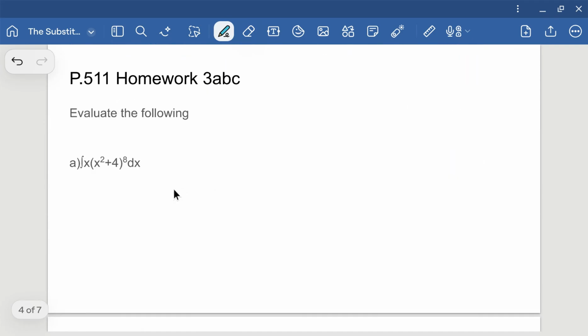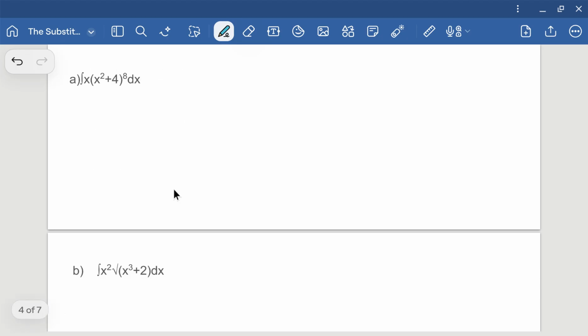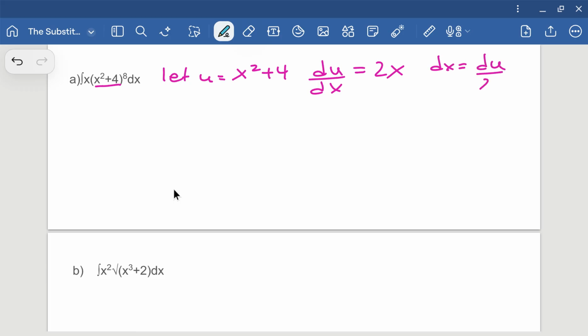And then I just picked some of the harder questions from page 511 from the Intro to Calculus textbook, and just to try a few of these, showing that same u substitution and how it's helpful. So looking at that first one, again, we're going to let u equal what's a little bit more complicated on the inside, x squared plus 4. Then we'll take the derivative of that expression, so du over dx will equal 2x, and then isolate dx, and so dx will equal du over 2x.